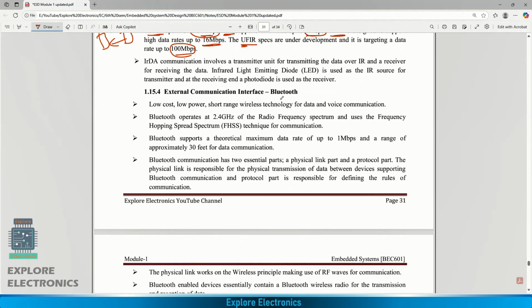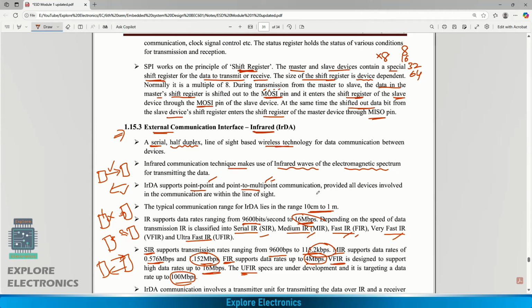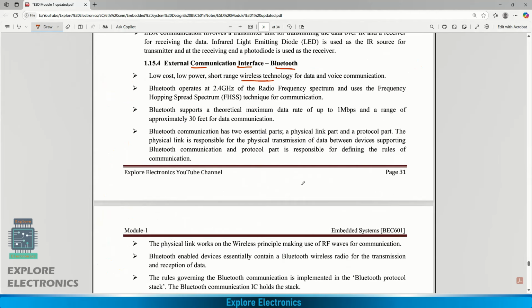Then comes Bluetooth. Bluetooth is also an external communication interface, and it is a wireless technology. It is also short range. Remember, infrared is used only up to 1 meter, from 10 centimeters to 1 meter. Bluetooth will have a higher distance, about 30 feet. It will go up to the 1 Mbps range. It uses 2.4 gigahertz radio frequency, which is the operating frequency of Bluetooth.